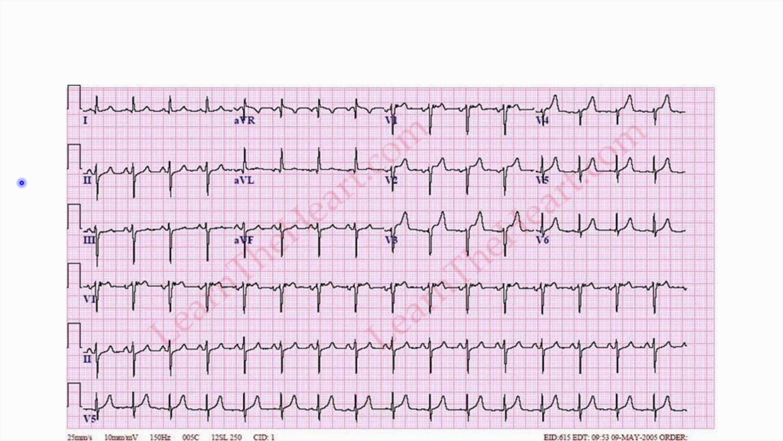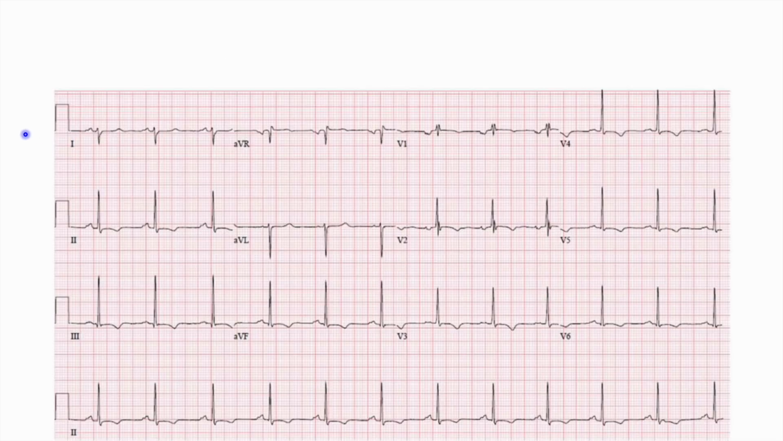3, 2, 1. This is an example of left axis deviation. So you can see lead 1, QRS is positive, AVF, it's negative. So our hands left each other, the thumbs are in opposite directions, we have left axis deviation. And what does axis deviation indicate? If it's left axis deviation, then that's most likely a left anterior fascicular block. If you have right axis deviation, then that's likely a left posterior fascicular block. And so let's move on to the next one.